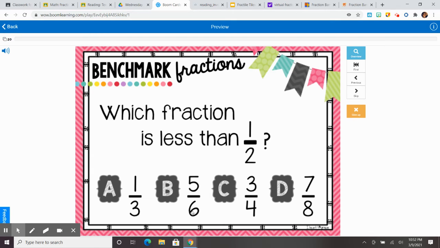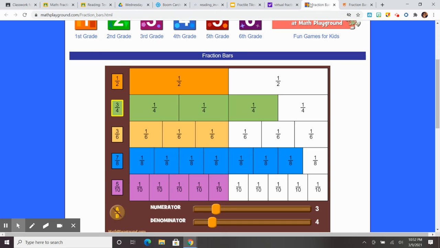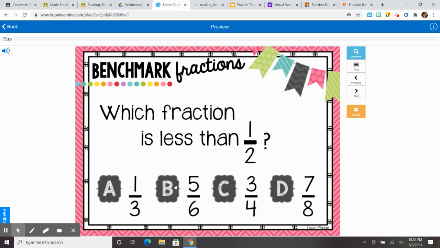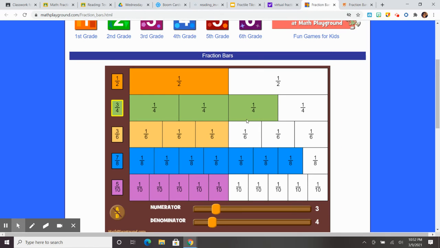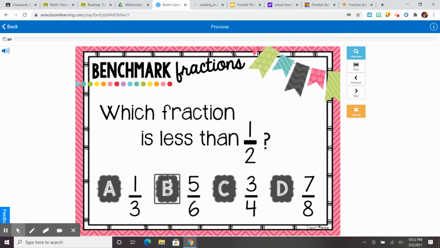Now let's look at 5/6. How many sixths are equivalent to 1/2? Let's go back, and here are my sixths. I know that 1, 2, 3/6 are equal to 1/2. Well, here on my boom card, my answer choice for B is 5/6. So if I click on this one right here and I change my numerator, my top number, 4 to 5, I have 1, 2, 3, 4, 5/6. I see that 5/6 is greater than this half in orange at the top. So I know that it can't be B either.